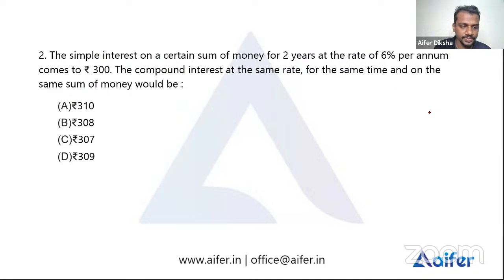So here is the question. The simple interest on a certain sum of money for 2 years at the rate of 6% per annum comes to 300. The compound interest at the same rate for the same time and on the same sum of money would be what? That's the question. Okay, give me an answer.